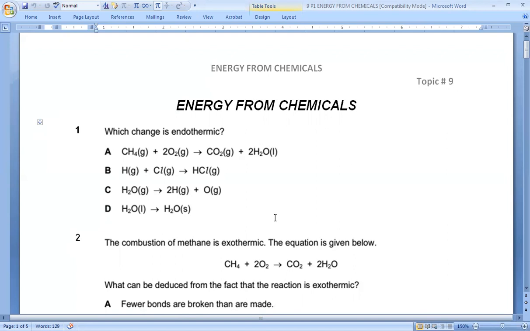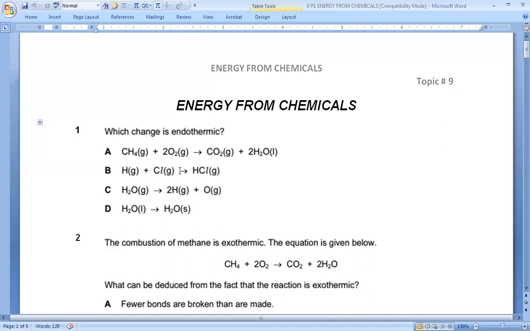It is very simple to answer. If you remember, methane is a fossil fuel. During the burning of fossil fuels like gas, petroleum, diesel, similarly candle, even carbon or wood, they must emit heat energy. So A should be exothermic.